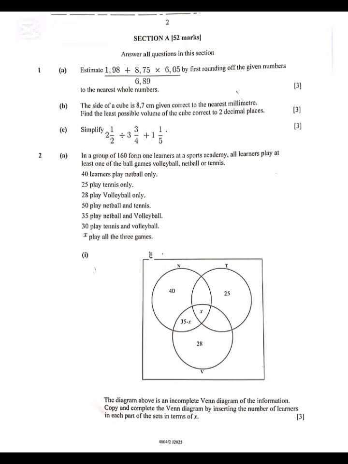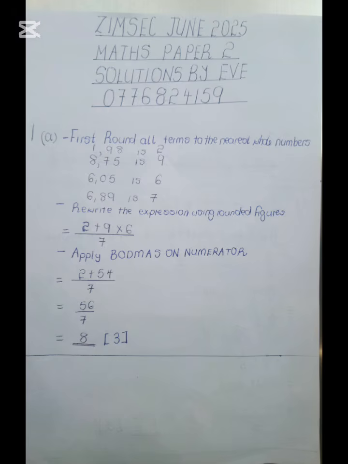It was reading: estimate 1.98 plus 8.75 times 6.05 over 6.89 by first rounding off the numbers to the nearest whole numbers. So first of all, we need to round all the terms to the nearest whole numbers. 1.98 is going to be 2, 8.75 is 9, 6.05 is 6, and then 6.89 is 7. So we are now going to write this expression using the rounded figures. 2 plus 9 times 6 over 7, and then we apply BODMAS on our numerator.